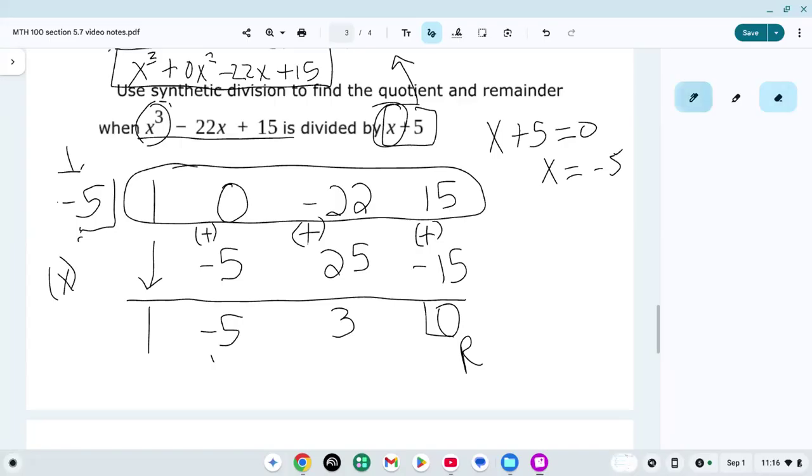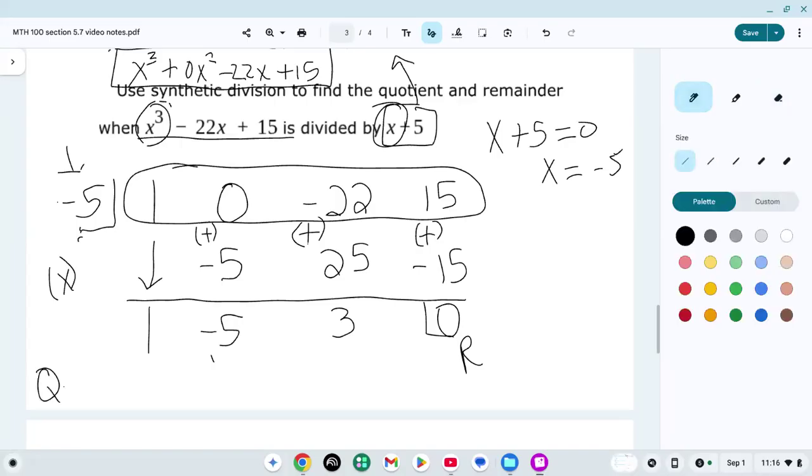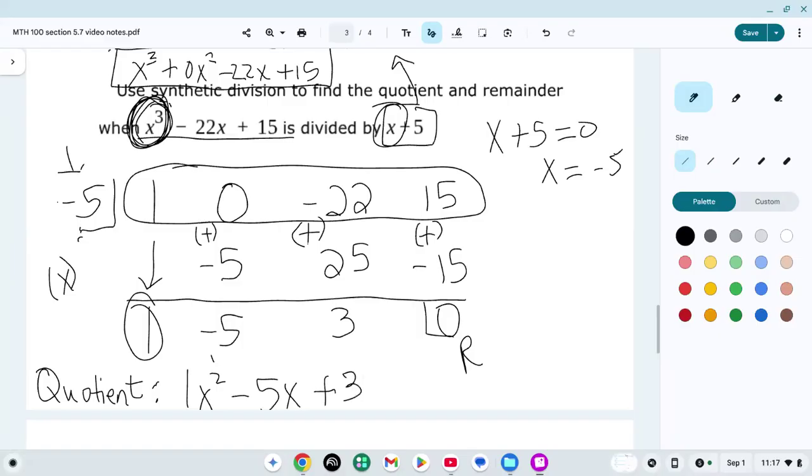So you're going to be asked to identify the quotient. The quotient is part of the answer. So my quotient starts with 1. That's a 1x squared. Notice my answer started 1 degree less than an x to the third. Then I'm going to put a minus x. Notice my exponents are decreasing with a plus 3. Now, that is my quotient.